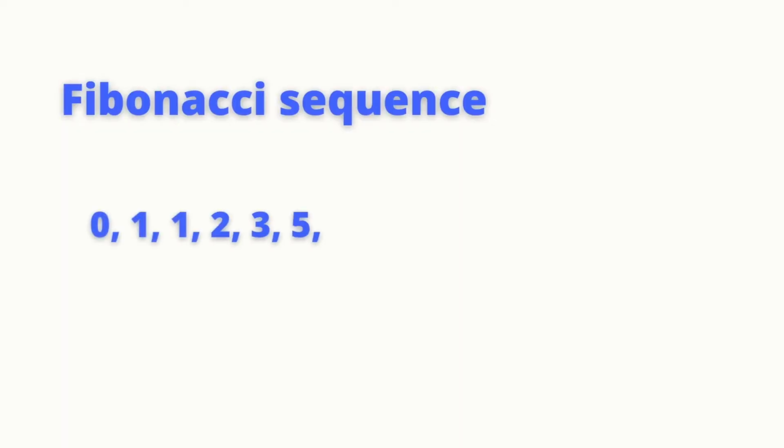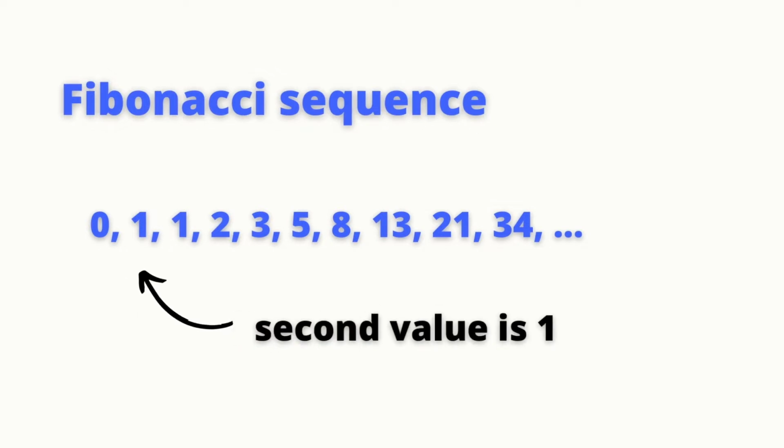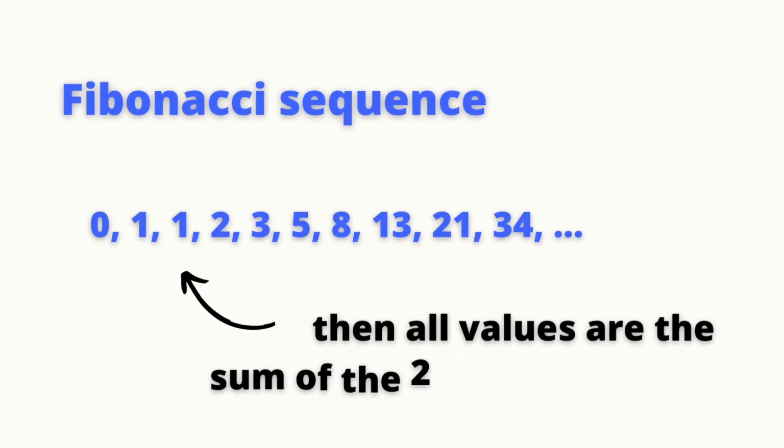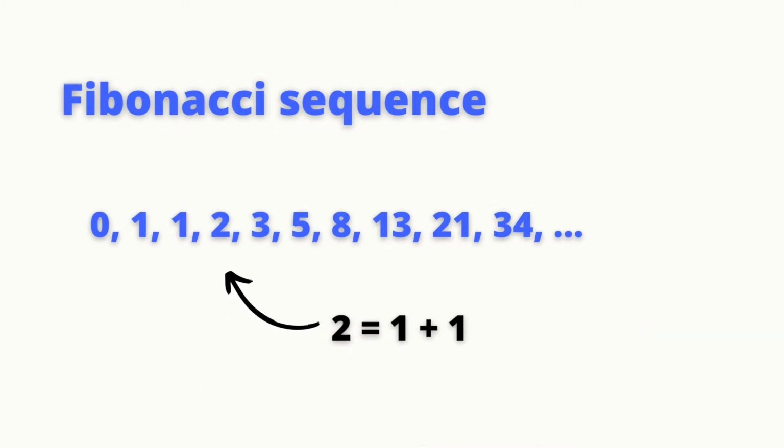The Fibonacci sequence is an infinite sequence. Its first value is 0, the second value is 1, then all values are the sum of the preceding two values. For example, the third value is 1, which is the sum of 0 and 1. The fourth value is 2, which is the sum of 1 and 1. The sequence then just continues.